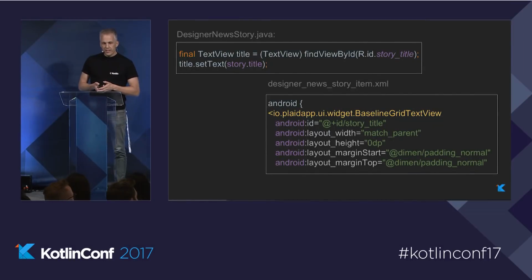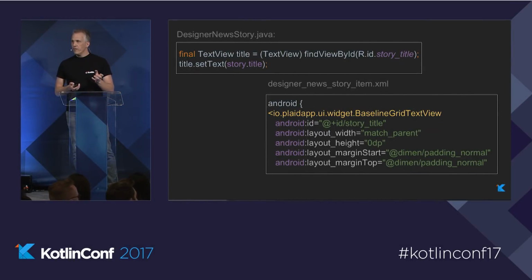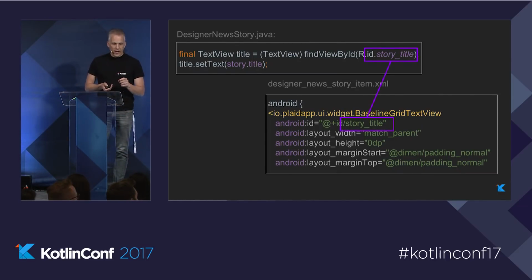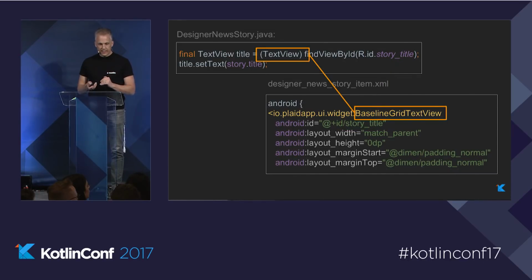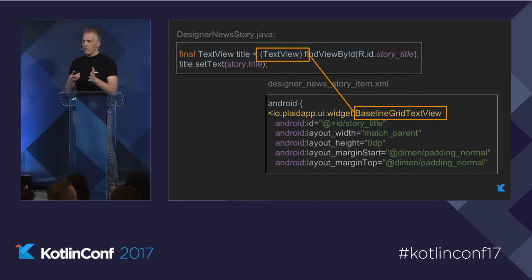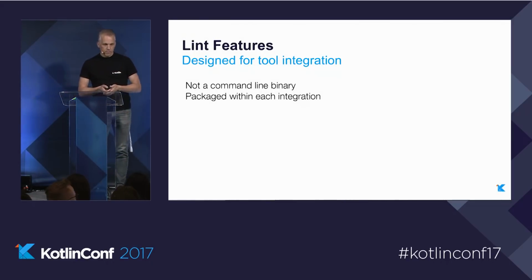The reason for this is that in Android, often bugs occur from a mismatch between something in XML and something in code. So here's an example. We have this story title identifier in a layout that is basically referred to from Java code, and we want to check that the cast is compatible. If Lint was just looking at the AST, like an annotation processor, it wouldn't be able to catch this bug.